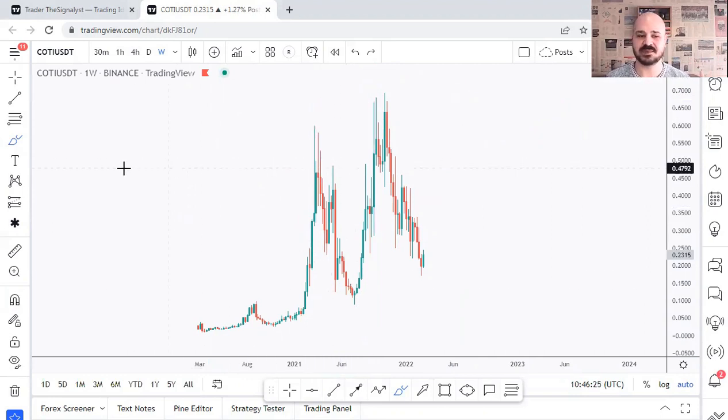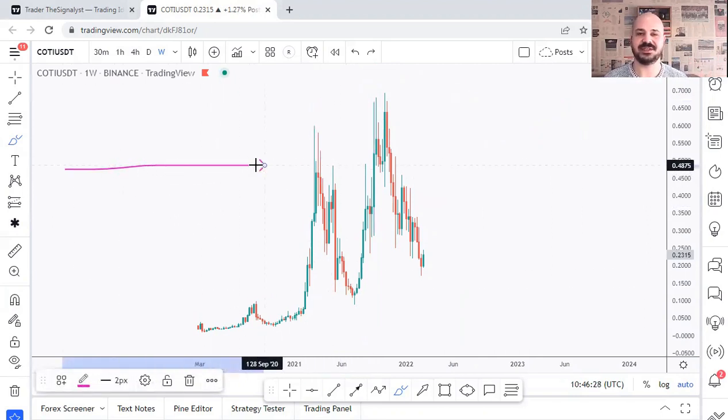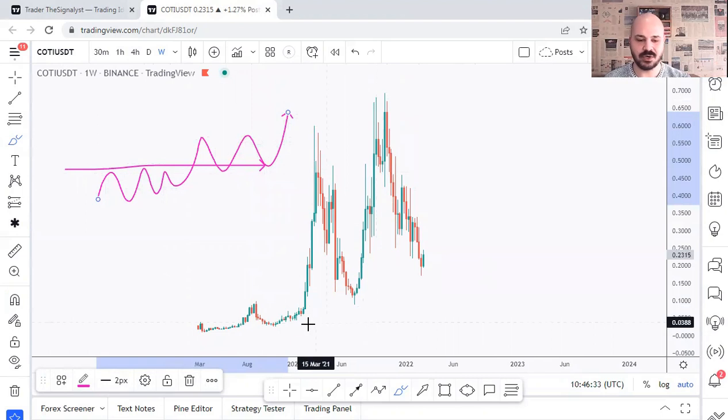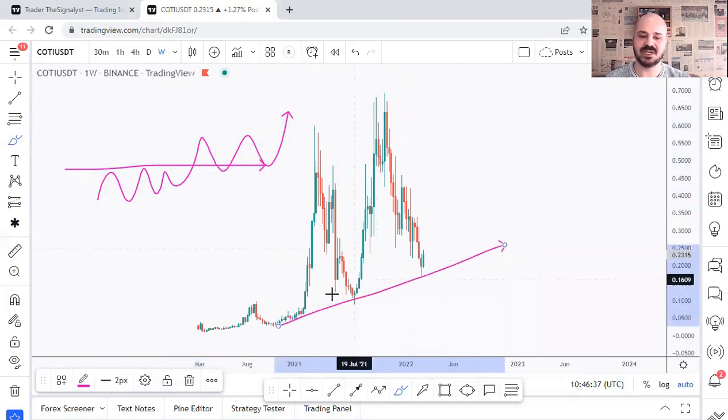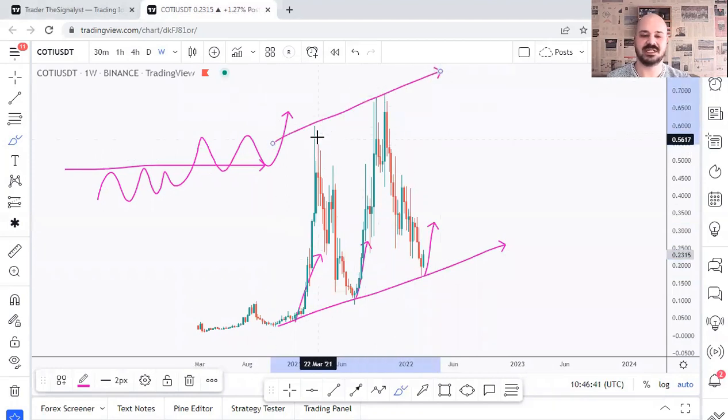So our rejection types are a horizontal support and resistance, where we have many failed attempts to break above or below a certain level or area. A non-horizontal support and resistance, just like this one, where we have many rejections from it, and this is a non-horizontal resistance. We have many rejections from it.